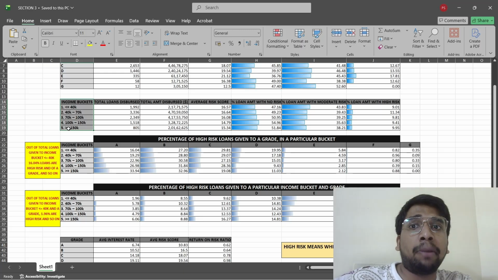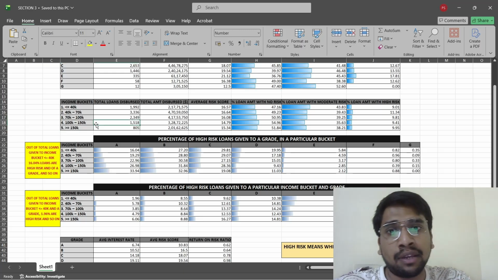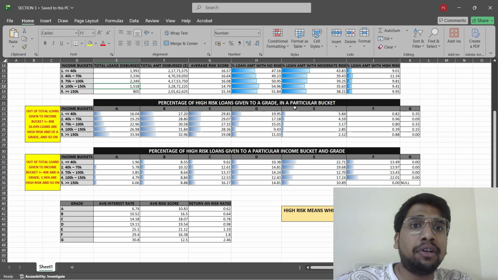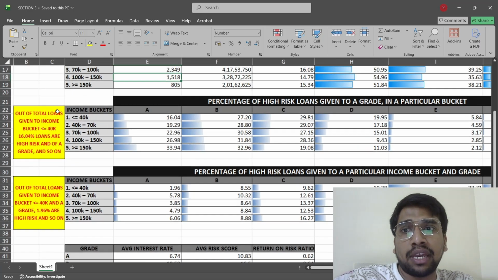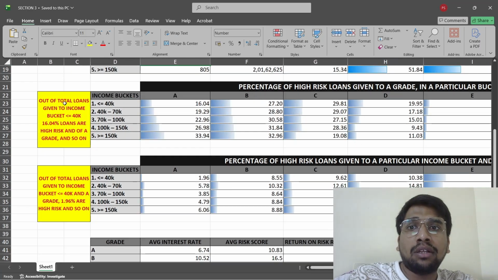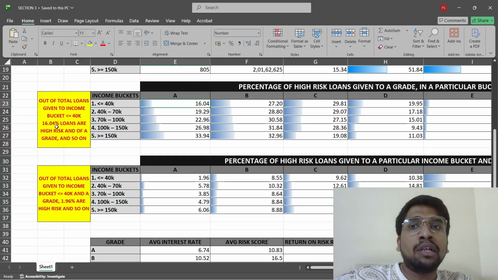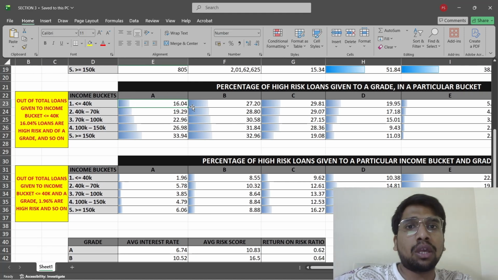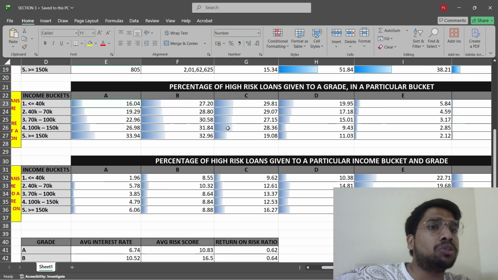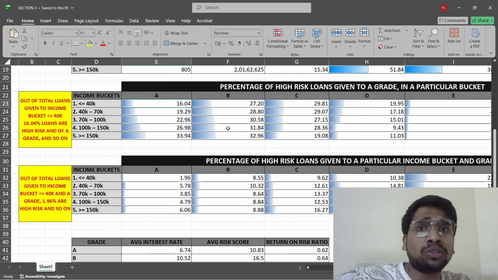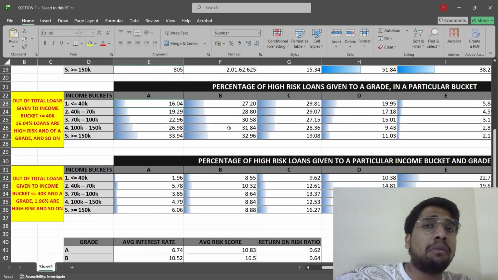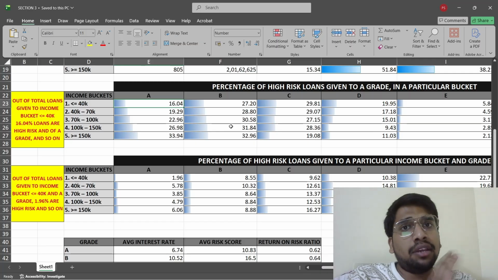Similarly, these are the income buckets that I had made, which I had shown you in the data set. The percentage of high risk loans given to a grade in a particular bucket. Here I have also written the interpretation. Out of the total loans given to the income bucket of less than $40,000, 16.04% of loans are high risk and of A grade, and so on. So basically all these loans are high risk loans, but they are segregated on the basis of income bucket and their respective grades.